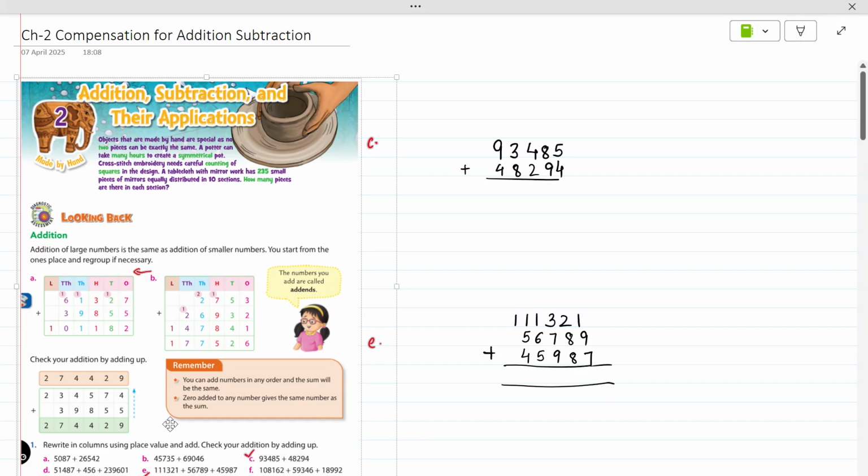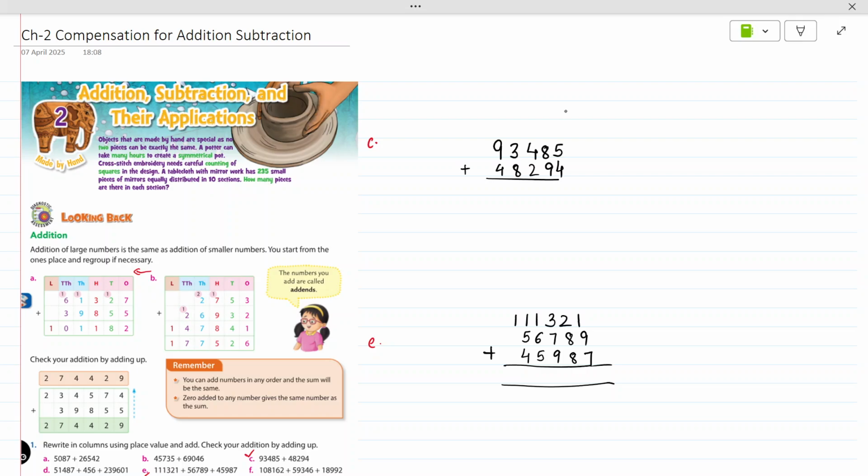Okay, so now in the first page we are given a very small exercise, and just to revise what we have already learned in the lower grades, I am going to pick up two questions, C and E of addition. I have written the numbers here. The first number is 93,485 and the second number is 48,294. Now we have to add them column wise, and we will always move from right to left. We will start from here, our addition, and we will move towards the left side.